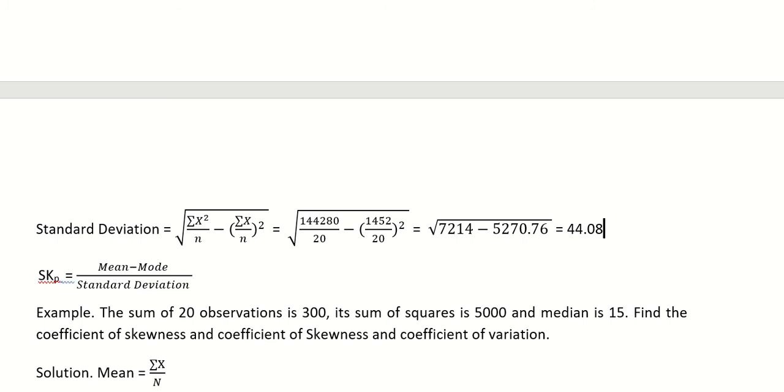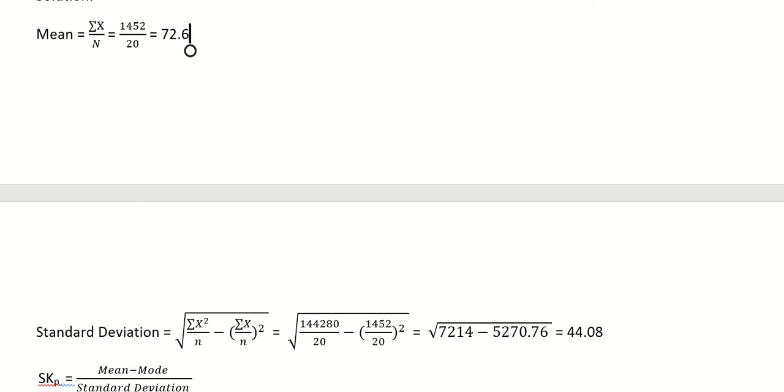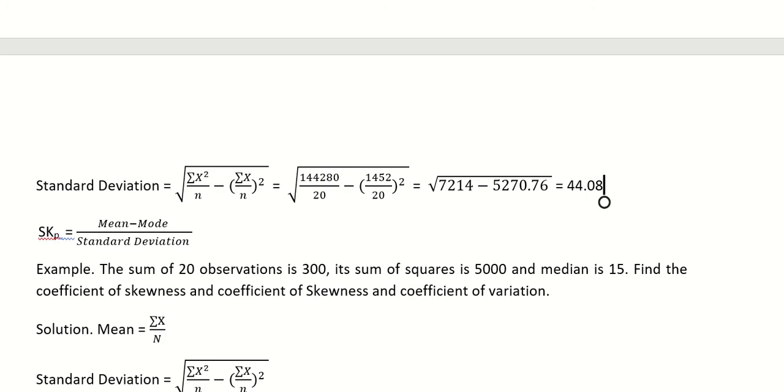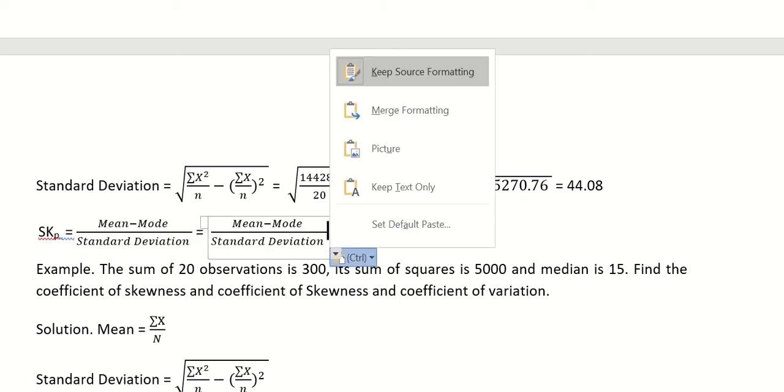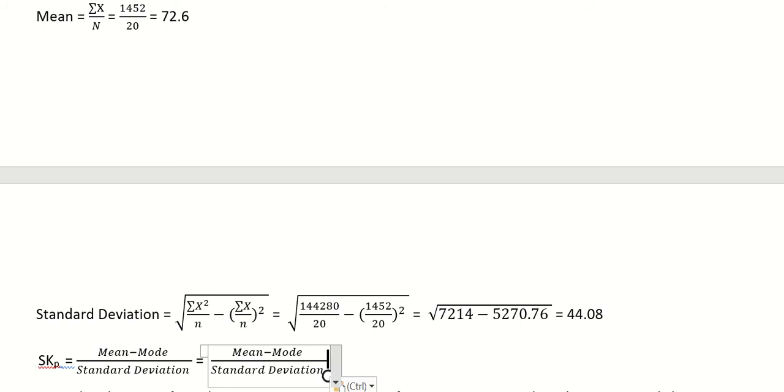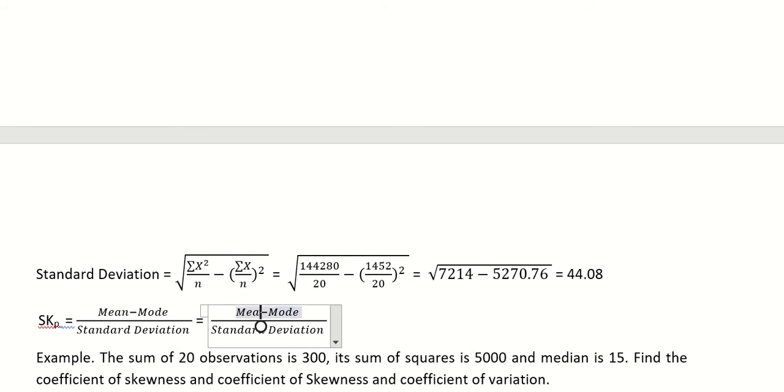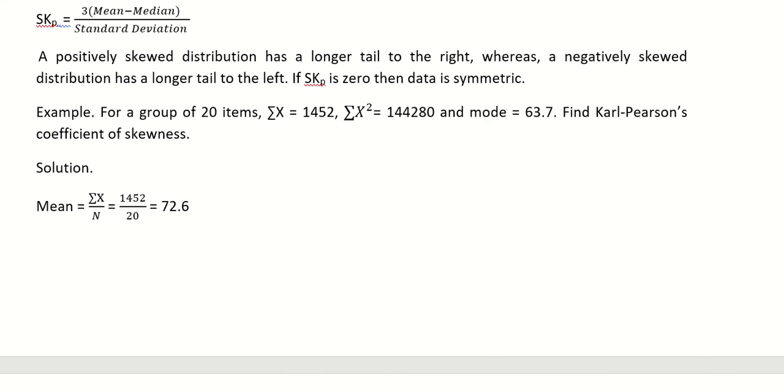So we have calculated both mean and standard deviation. Mean is 72.6 and standard deviation is 44.8. Now we can put these values into the formula of Karl Pearson's coefficient of skewness. So mean we have calculated 72.6. I will put this value here, 72.6. Then we have mode. We have been given in the question, that is 63.7.